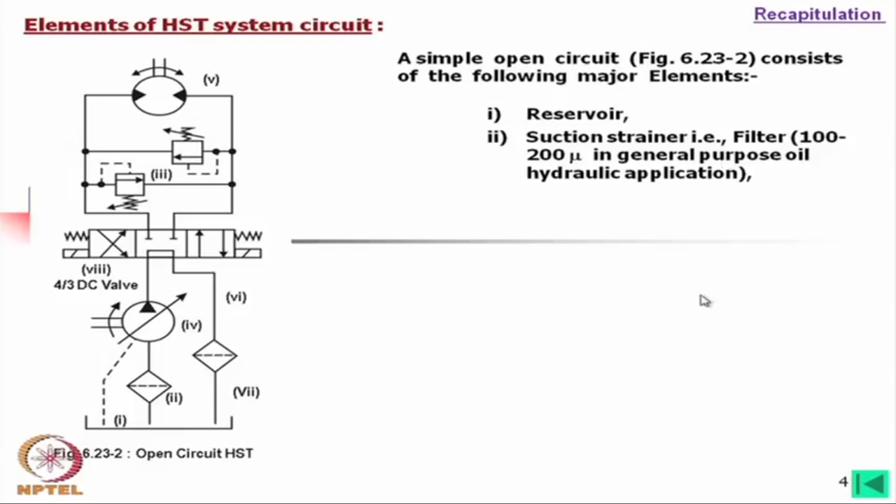Filtration is usually 100 to 200 micron in general purpose oil hydraulic applications. Now, what does it mean? Usually wire mesh is used, and also filter papers are used, with 100 to 200 micron. Say if we consider 100 micron, that means within 1 inch there will be 100 mesh. So, you can imagine how small the particles are that are being filtered.